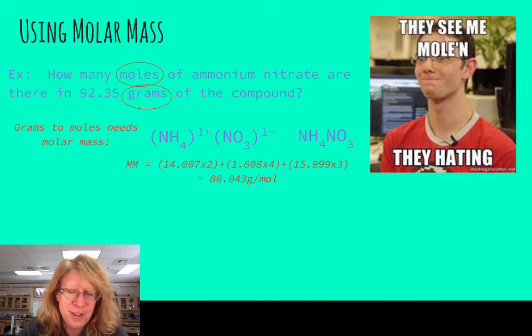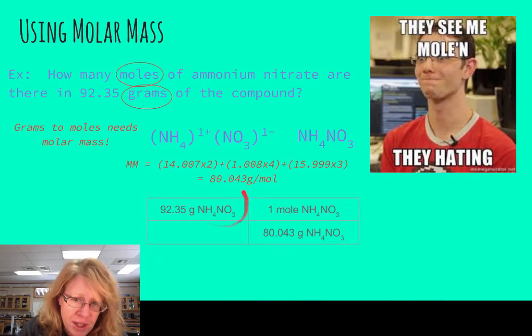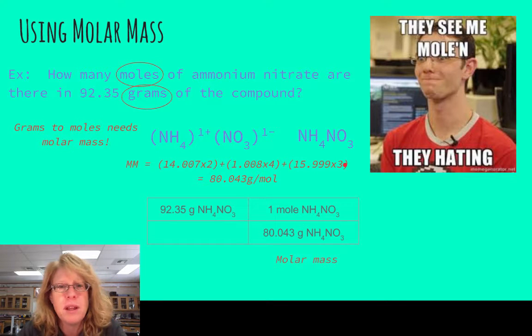Get our Wonder fraction set up. We're going to do our dimensional analysis starting with 92.35 grams. There's our grams from our problem. Now we're going to use our molar mass step, that's the number we grabbed from above. So the molar mass of NH4NO3 is 80.043 grams for 1 mole of NH4NO3. Again, that's just a molar mass step. Then you calculate it out, and there's your final answer.